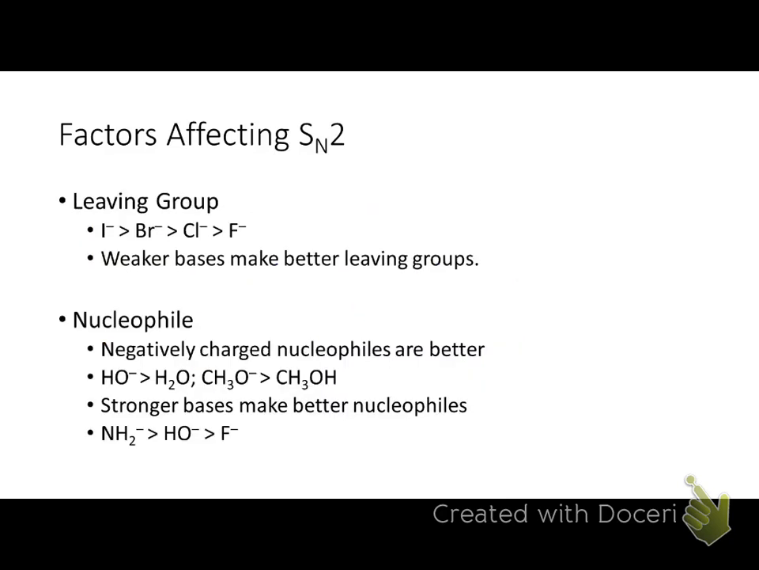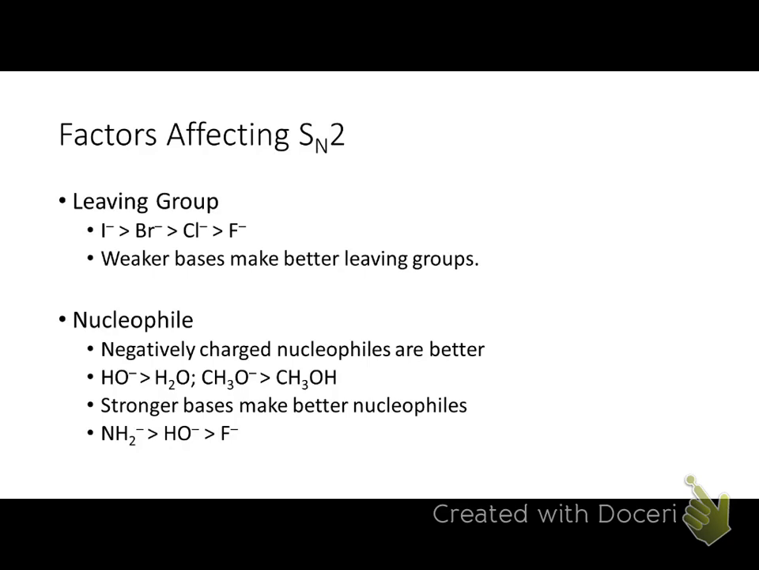Another thing that affects the SN2 reaction, and it affects lots of reactions actually, is the nature of the leaving group. And the leaving groups that are the weaker bases are the best leaving groups. Okay? Weakest base is the best leaving group.